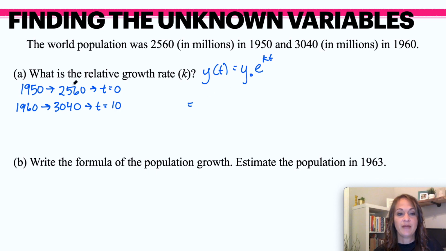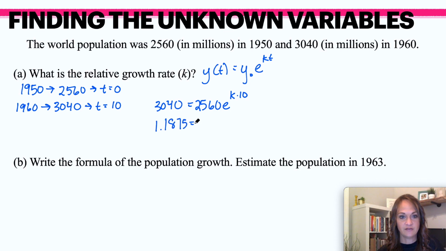So the initial amount was 2560 times e to the k times 10, because 10 years have passed and it reaches 3040 10 years later. You would first divide by 2560 and you would get 1.1875. That equals e to the 10k. Now to solve for k, I'm going to need to take the natural log. That helps me to get rid of e. And then I'll divide by 10.